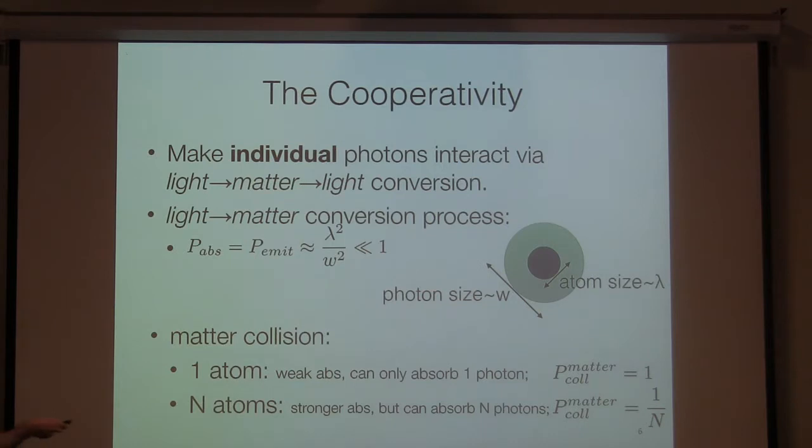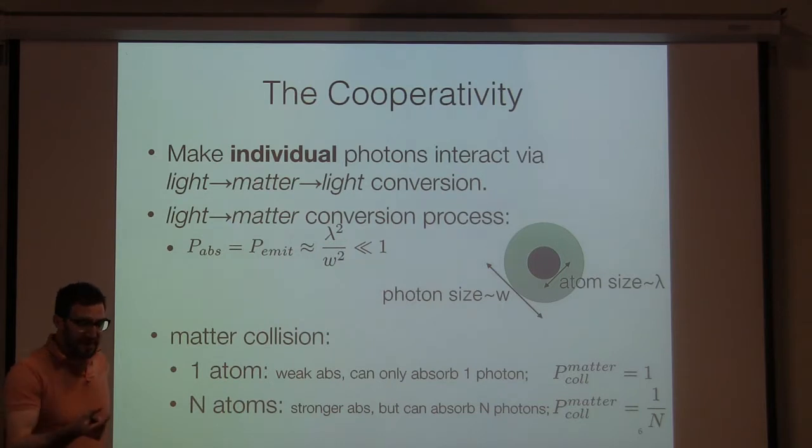But the challenge is that this probability of a light-matter collision is very small, because of this lambda squared over W squared. So maybe you say, well, I've got a good solution to that: let's just put a whole bunch of atoms there. That substantially increases the probability that your atoms absorb your light. What's the problem?